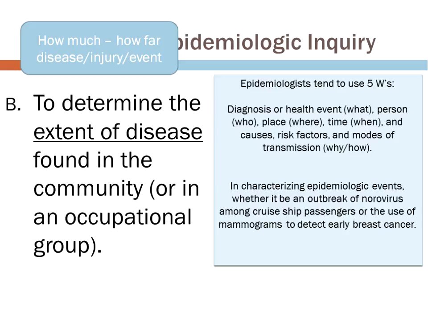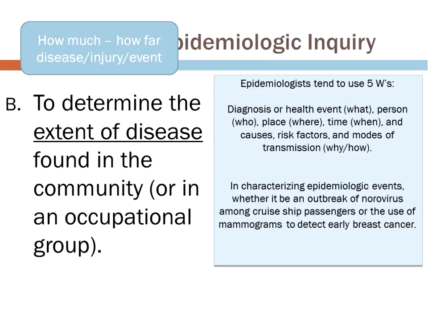And reason number 2 why we do epidemiological study is to determine the extent of the disease found in a population or in a community. So how widespread is alcoholism in rural Alaska versus sunny San Diego?